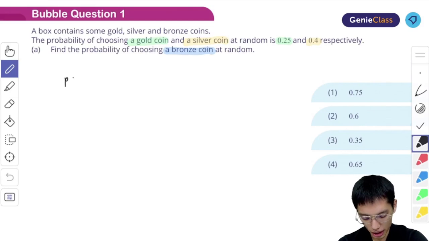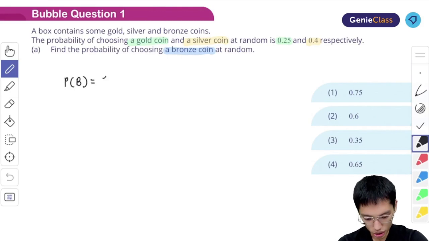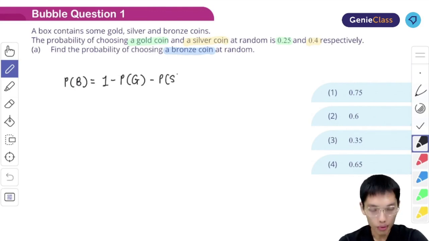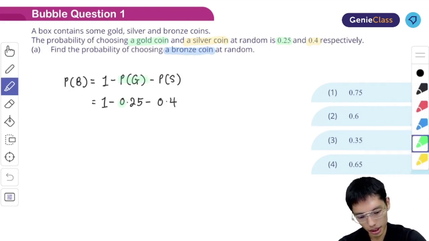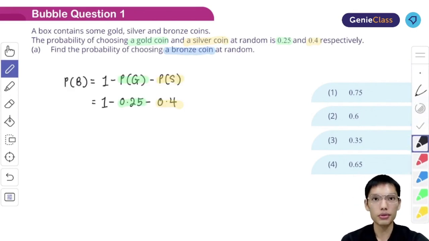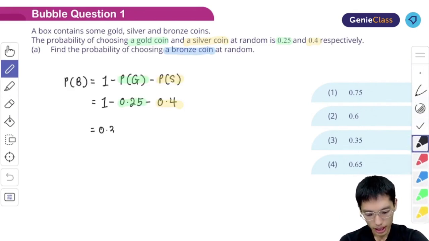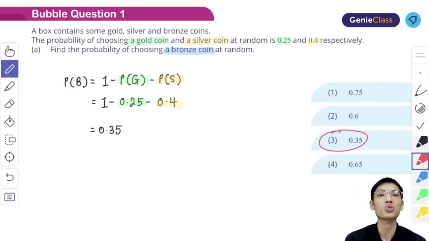In this case, the probability of a bronze coin, where the event is I choose a bronze coin, is just 1 minus the probability of a gold coin minus the probability of a silver coin. Once you have that, plug in the numbers. Gold coin is 0.25. Silver coin is 0.4. Subtract them accordingly. This gives you 0.35. Okay, standard type of question that you will encounter in probability, therefore 3 is the answer.